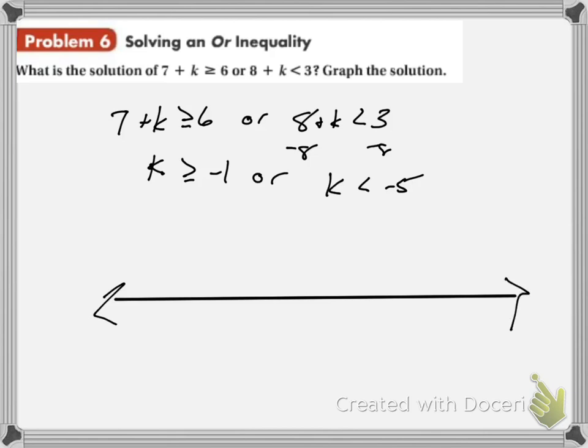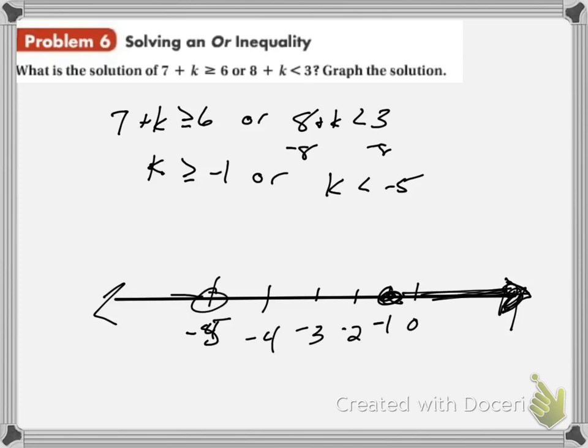We're just dealing with negative 1 and negative 5, so 0 here, 1, 2, 3, 4, 5, negative 1, negative 2, negative 3, negative 4, negative 5. It's either greater than or equal to negative 1, so again, that's a closed circle, shaded this way now. And I would just shade the arrow in, it's easier. Or k is less than, that should be a 5, negative 5, open circle, shade it that way. And you're done.